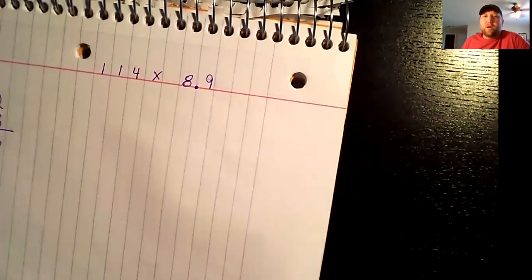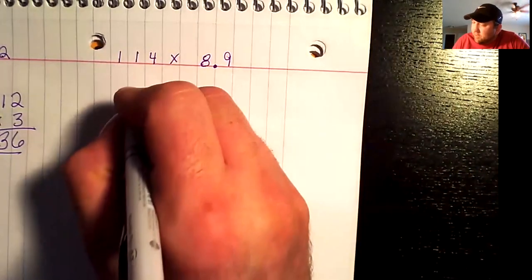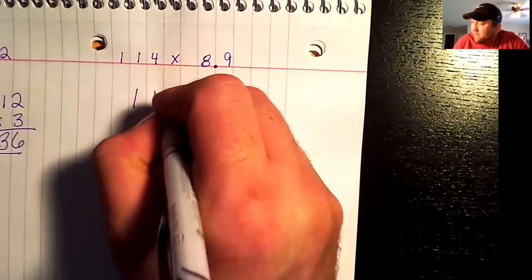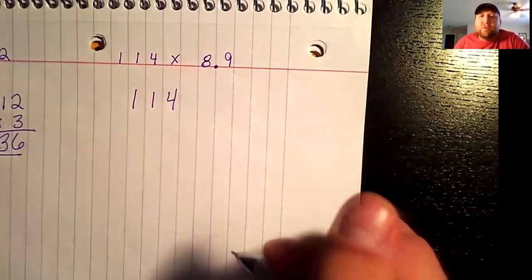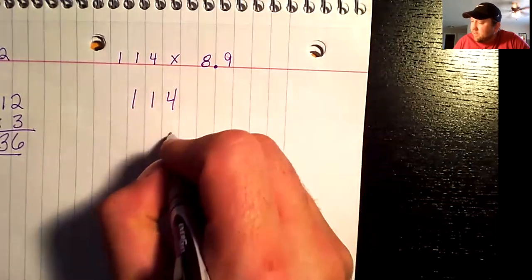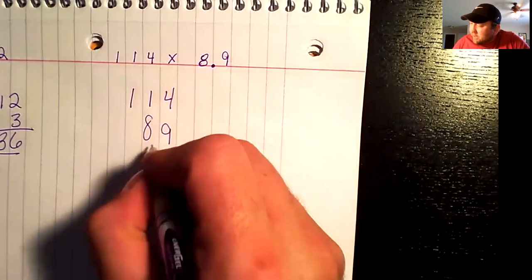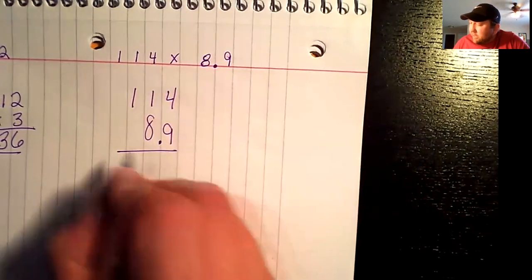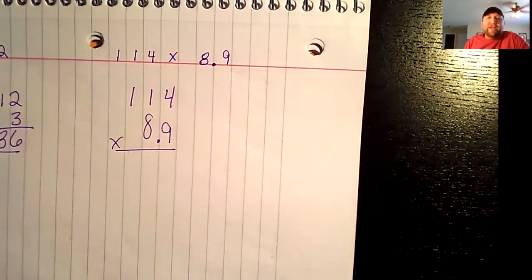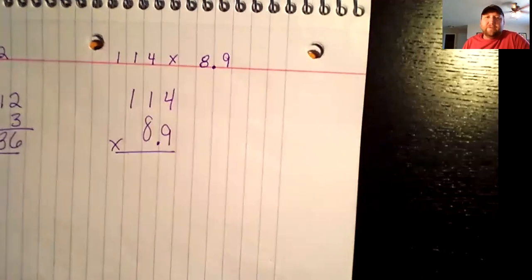I have one more problem for today, or for this video. We have 1, 1, 4. Now here's what I was talking about earlier. Place value doesn't matter. What I want is this 9 to go underneath that 4. And then the 8 goes here, and that is a terrible 8. My apologies. And so we have 114 times 8 and 9/10.